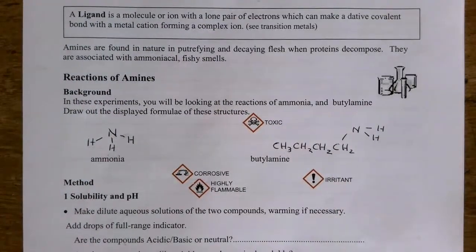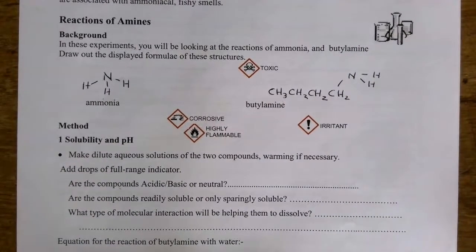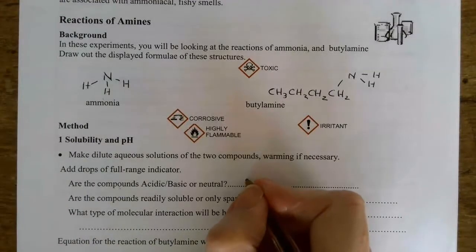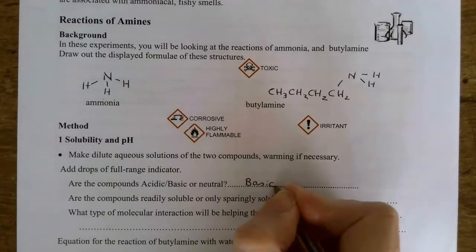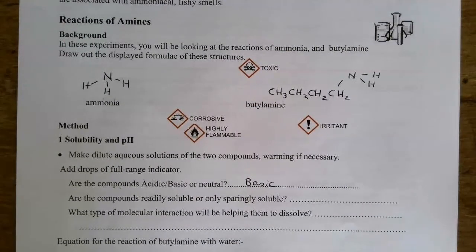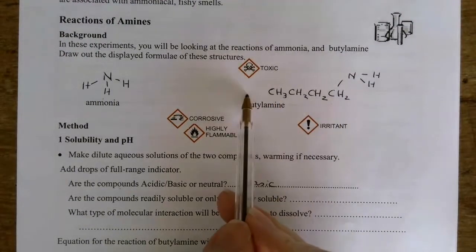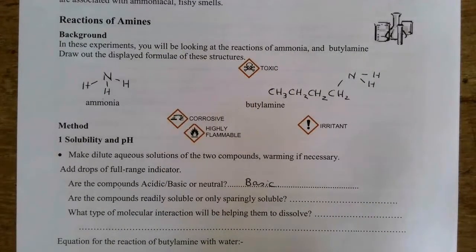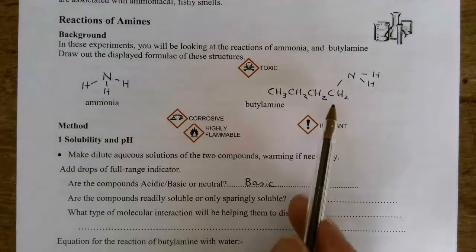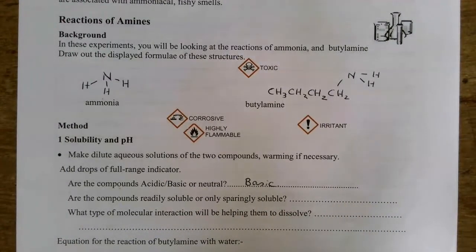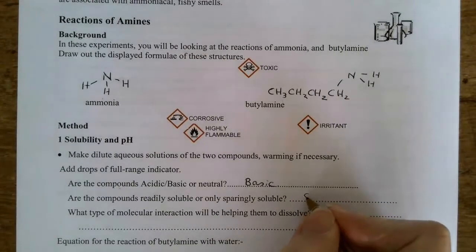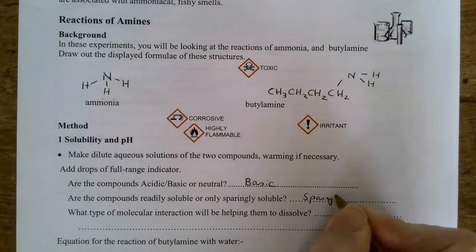Okay, so if you remember back to the practical itself, when we added a few drops of the full range indicator, it went purple, showing that the solutions are basic. Generally speaking, they are sparingly soluble or soluble in water, depending on the length of this R group here. So the longer and longer this R group becomes, the less and less soluble they are. So it very much depends on the length of this R group, whether they're soluble or sparingly soluble. So I'm going to write down sparingly soluble.